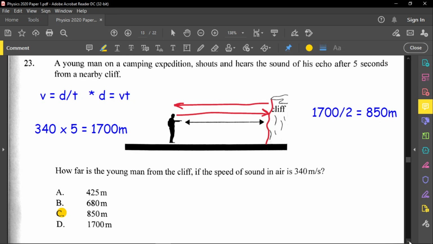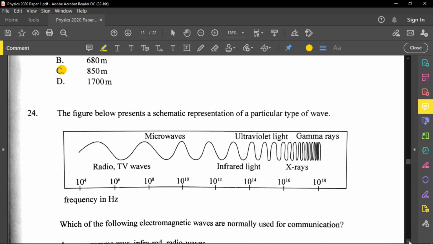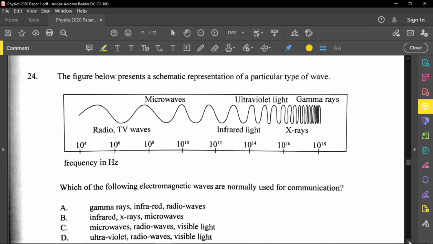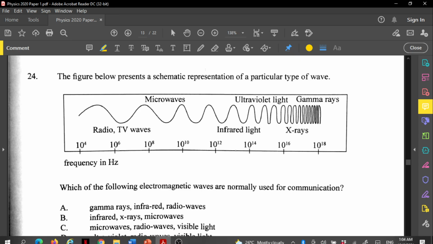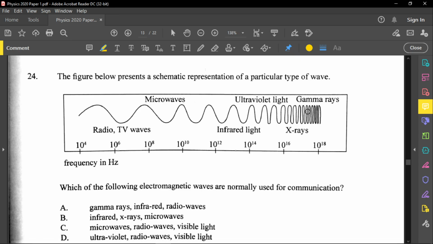All right, so let's jump to the next question. Question number 24 said the figure below represents a schematic representation of a particular type of wave. We have radio waves, TV waves, microwave, ultraviolet wave, gamma rays, infrared light, and X-ray. Now, which of the following electromagnetic waves are normally used for communication?